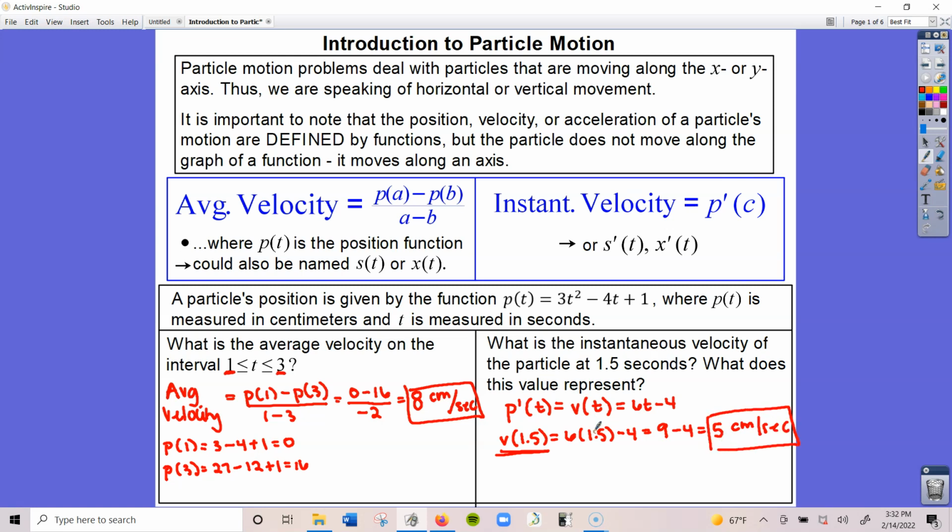So what this value represents is the velocity of the particle at t equals 1.5 seconds. So the derivative of position is the velocity of the particle, more specifically the instantaneous velocity.